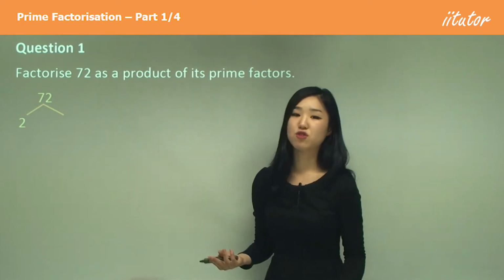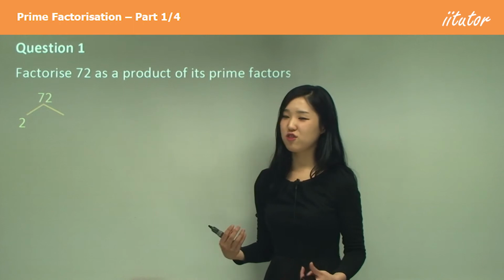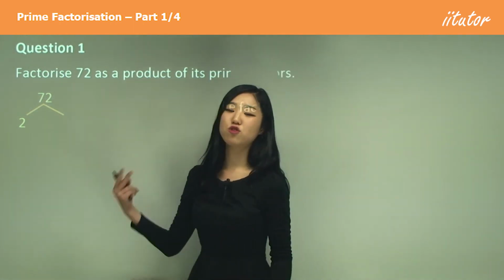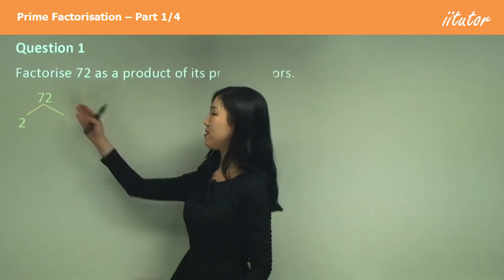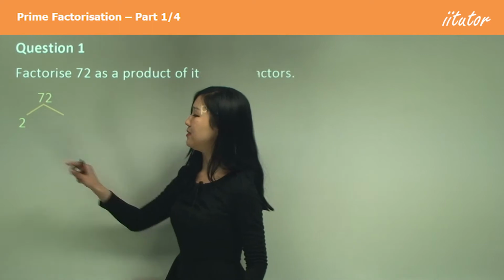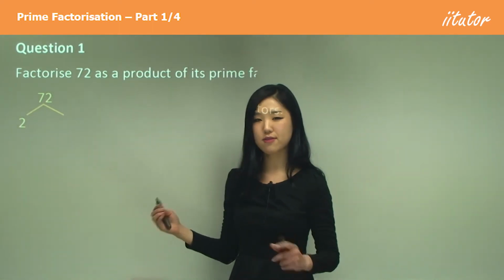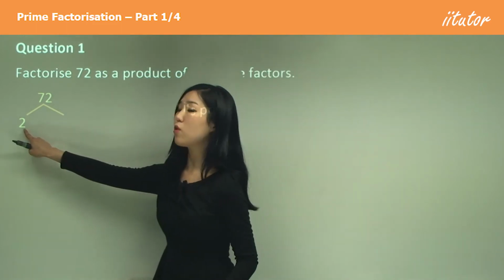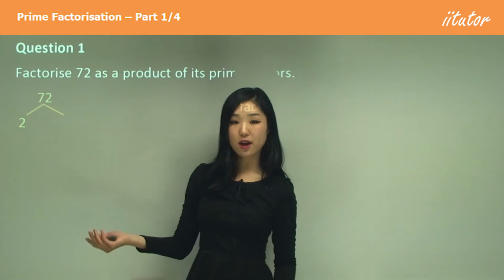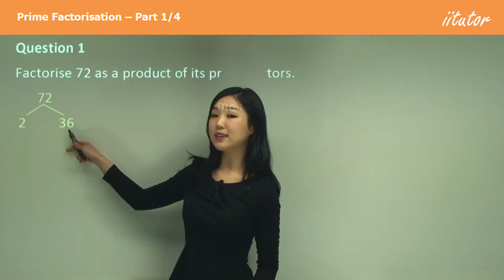Now, you don't have to do 2, you can do 3, as long as it's a prime number. But I always like to start off with an easy, small number, so I just chose 2 because it's nice and simple. I know this is an even number, so it will go into 2. Try to keep your prime factors down your left-hand side, so you don't get mixed up on either side. So keep your prime numbers always on the left branch. So what's 72 divided by 2, guys? Should be 36.